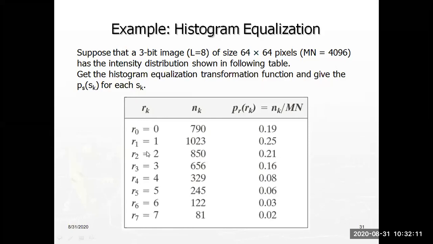Rk, R suffix k is the intensity value, n suffix k is the number of pixel values having the same intensity value, and the probability is that of the corresponding pixel values. So for this table, I have to get the histogram equalization transformation function and give the PS of Sk for each Sk. So how can we show this?